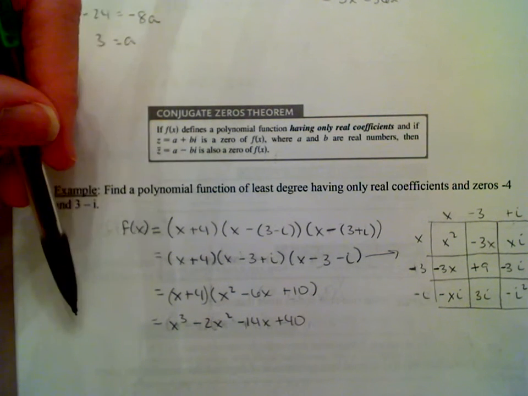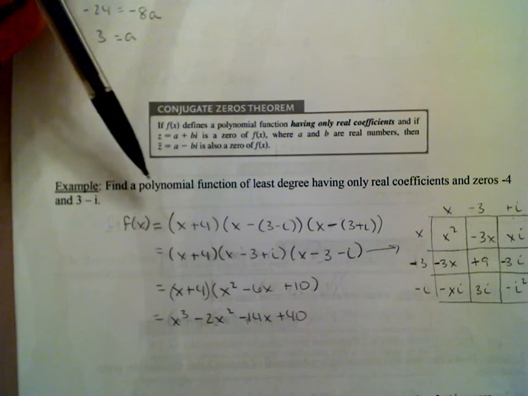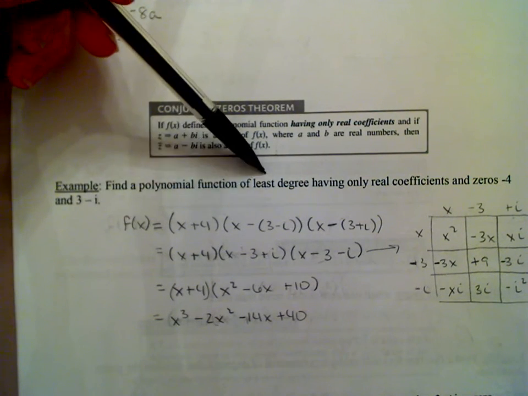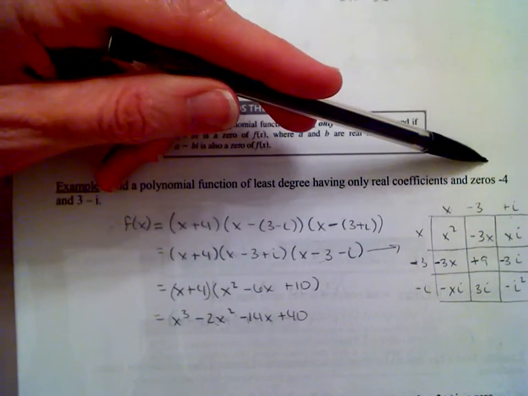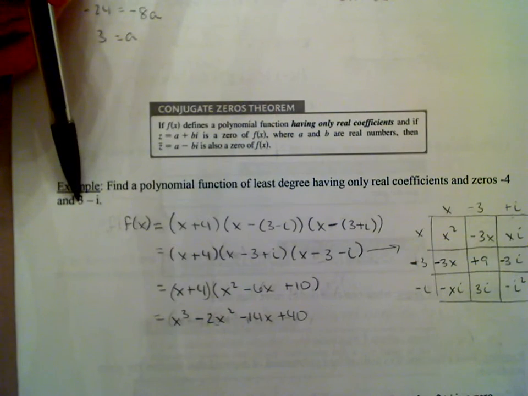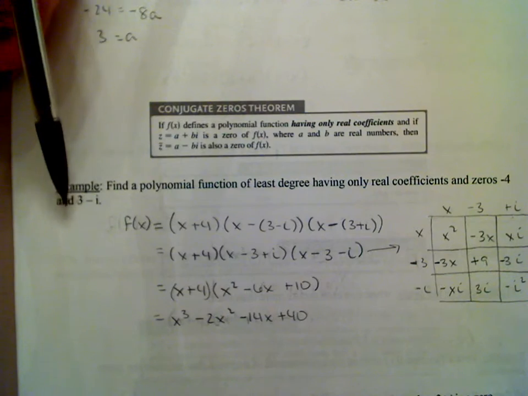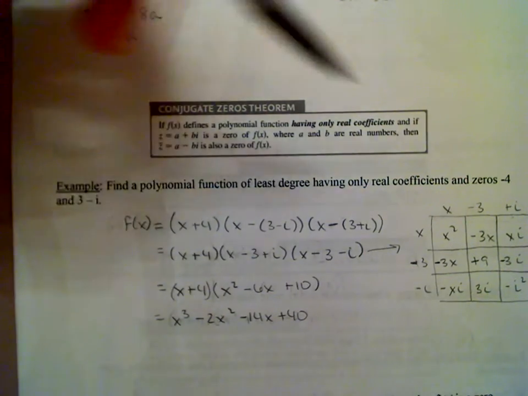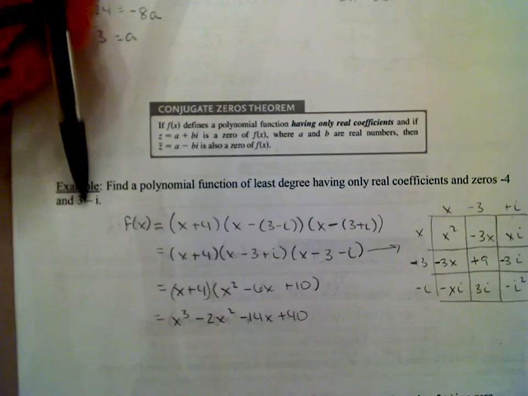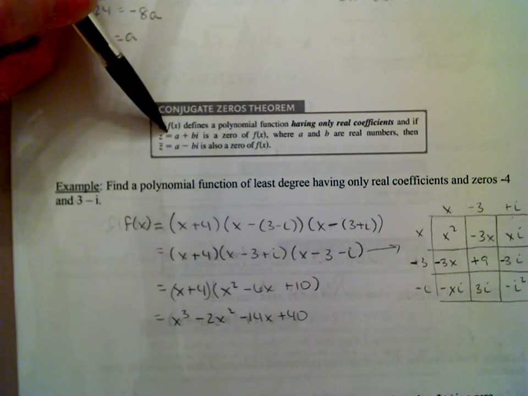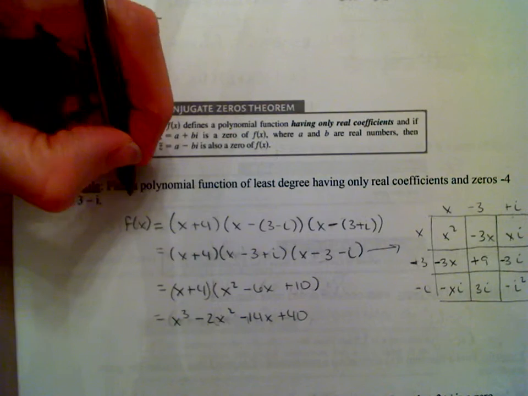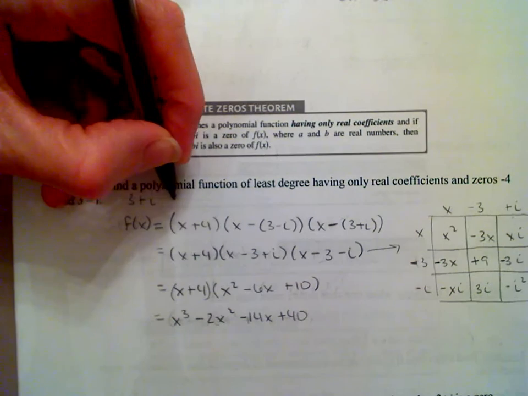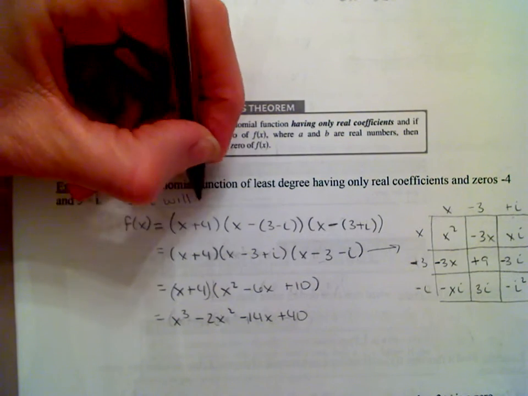So if we look at this problem, it says find a polynomial function of least degree having only real coefficients and zeros of -4 and 3 - i. Okay, a couple things to notice. You definitely have two zeros, but again, according to this theorem, if 3 - i is a zero, then 3 + i will also be a zero.